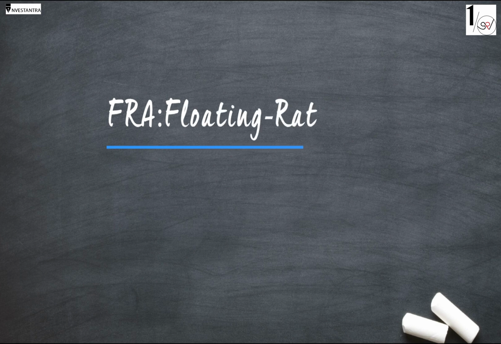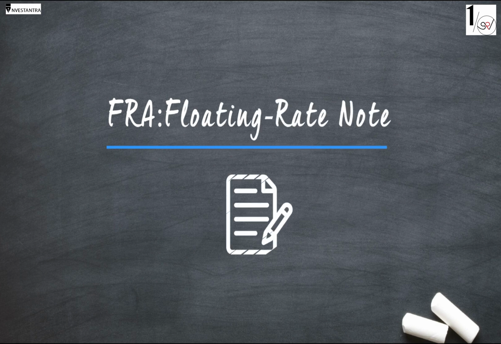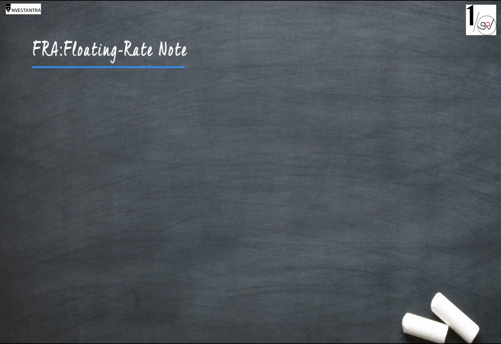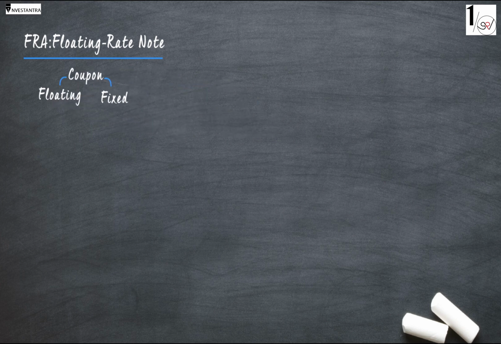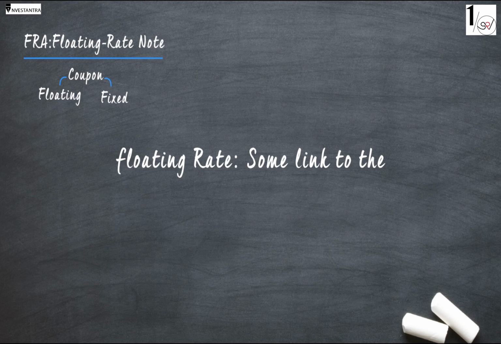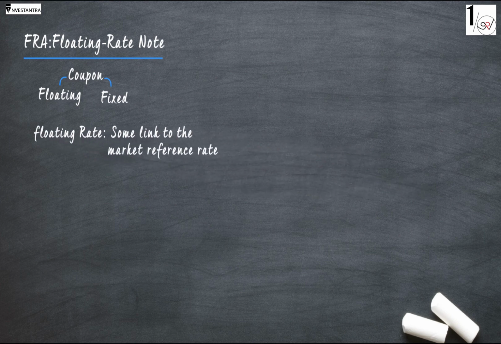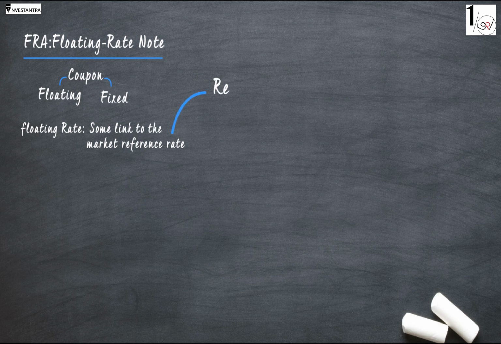Floating rate notes. So there are two types of coupon payments. It can be floating or fixed. When you determine a floating rate, there is some link to the market always, right? Because otherwise, how will I determine the float? Like, how much do I have to pay you? It can't be, hey, pay me whatever you like. So you have to link it with something to the market.